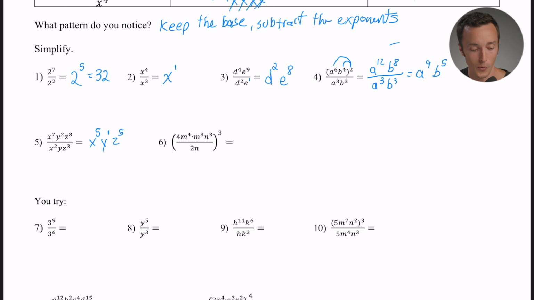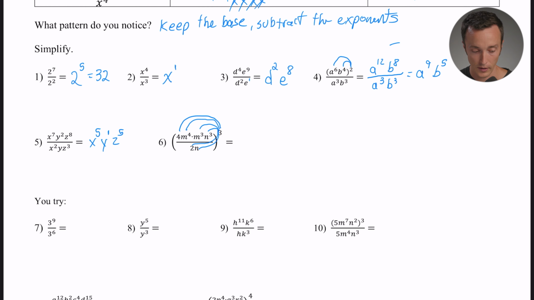Okay, I went ahead and threw one that's a little bit nasty in there, but I'll help you with it. We'll do it together. As I'm looking at this thing, my brain goes off and sees that 3rd power, like on the very outside of everything. And I know that everything on the inside of that parentheses is gonna get an exponent of 3. So like this 4 does, the m to the fourth does, the m to the third does, the n to the third does, the 2 does, and the n does.